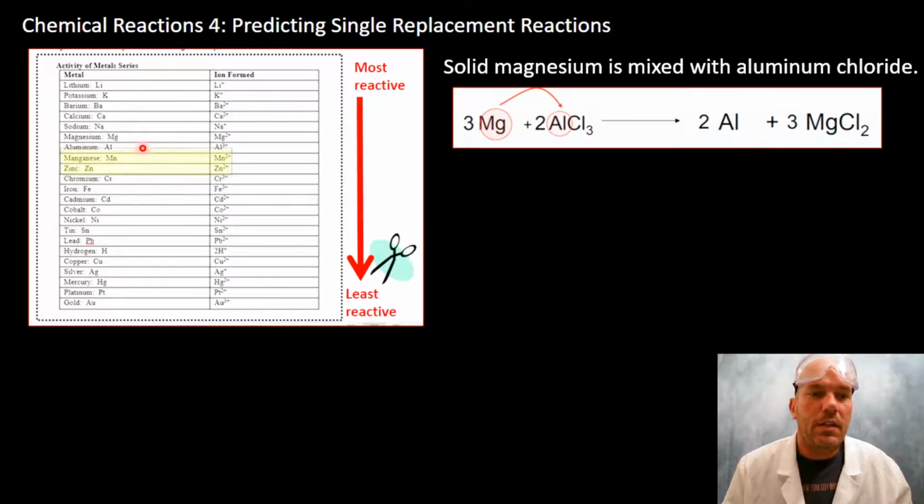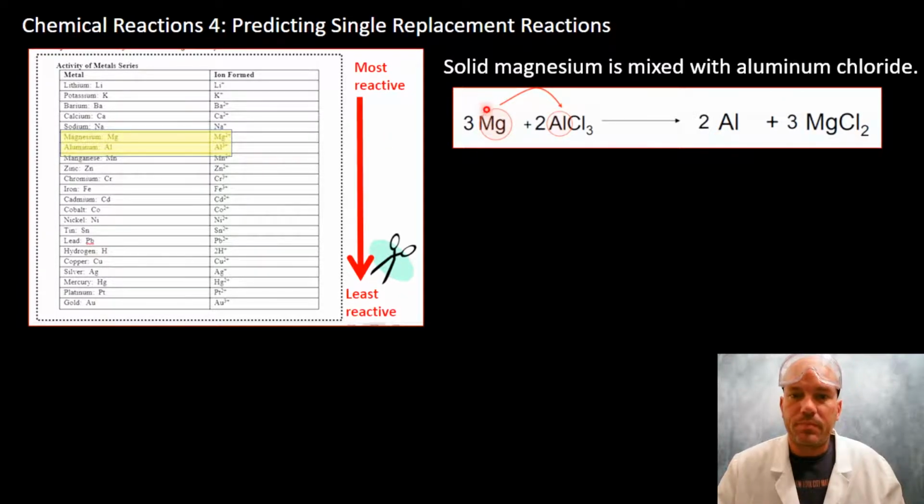So when we look at this here, they're very close to one another. Magnesium is higher than aluminum. Magnesium is more reactive. So magnesium is able to come in and essentially kick out the aluminum. That's going to leave aluminum by itself as a solid, and then magnesium will combine with the chlorine. Now what you need to look at here is you need to be smart about how you're balancing these new formulas, okay?